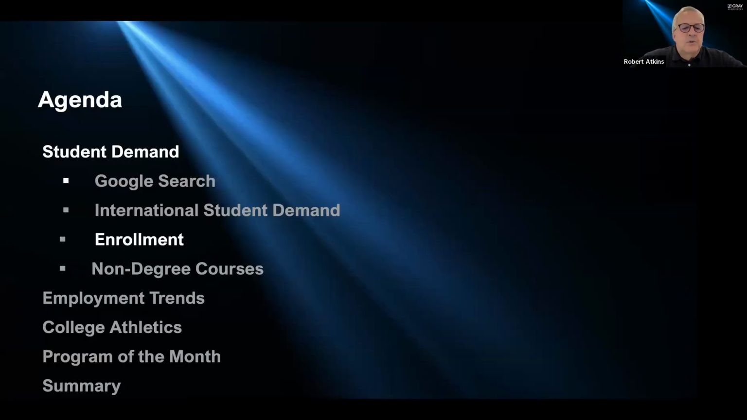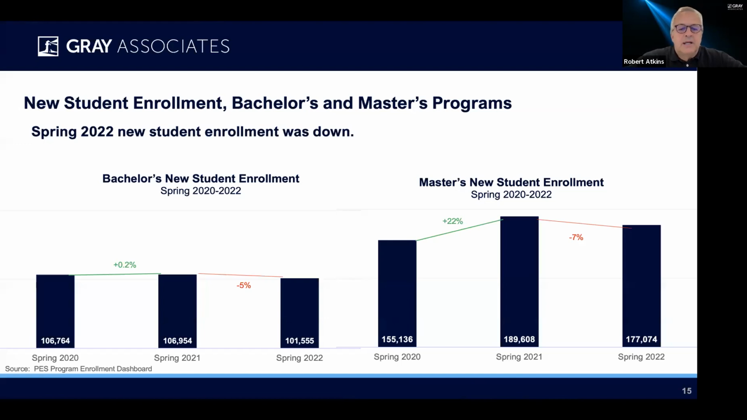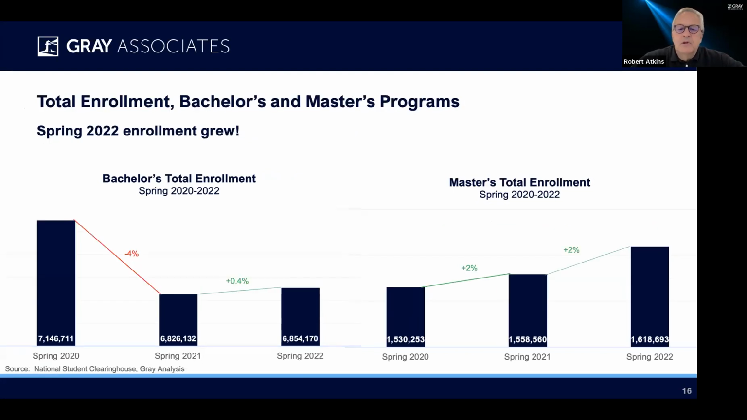Now let's turn to enrollment. This is what's actually happening. The data are from spring 2022, and we've talked about this before. A little bit of bad news here. New student enrollment was down 5%, and at the master's level down 7%. After having a little bit of growth between 20 and 21, we gave that up between 21 and 22.